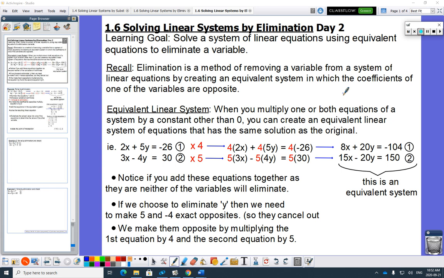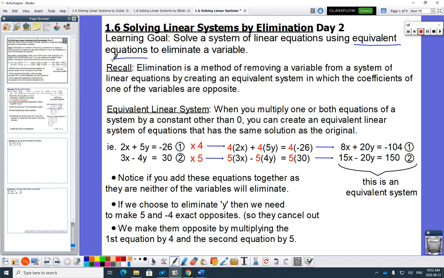Okay, so this time we're going to have to make equivalent equations. This time it is not going to perfectly work out that one of the variables is already a plus and a minus. So you have a choice here again. Let's say these are your two equations. So it's 2x and 3x. Those are not opposites.